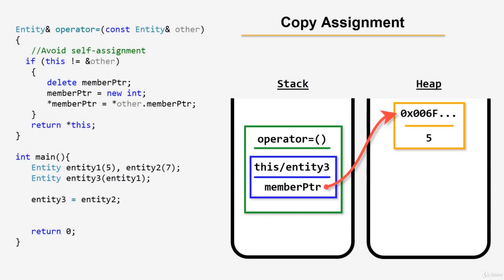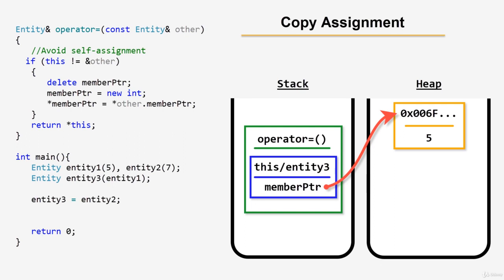Okay, next we'll look at another example of the copy assignment. But in this example, instead of simply copying the value from one dynamic variable to the next, what we're going to do instead is deallocate the dynamic variable on the heap that the calling object's member pointer is pointing at. Then we're going to create a new dynamic variable on the heap, and then we copy values over or whatever it is that we want to do following that.